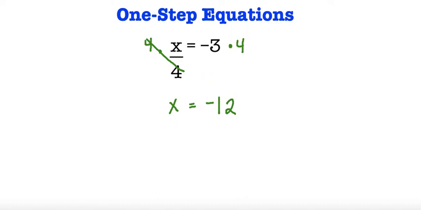And if I want to go back and check my answer, all I have to do is substitute x for -12. So -12 divided by 4. I have a negative divided by a positive here, which will give me a negative. And 12 divided by 4 is 3. So -12 divided by 4 is -3, making this equation true. So x is equal to -12.